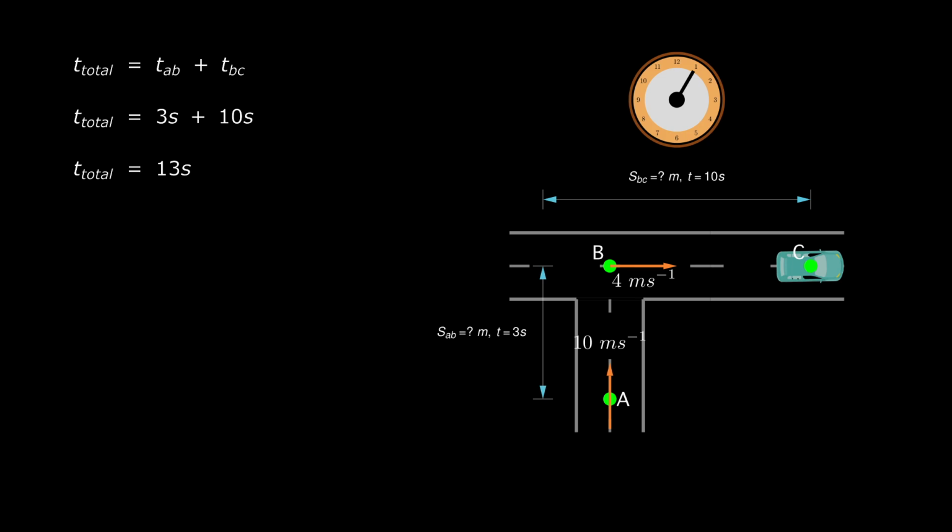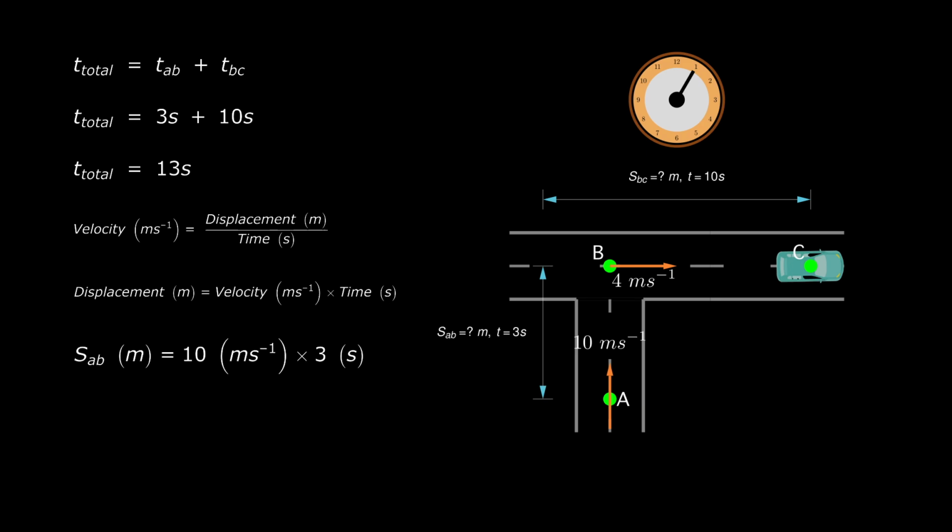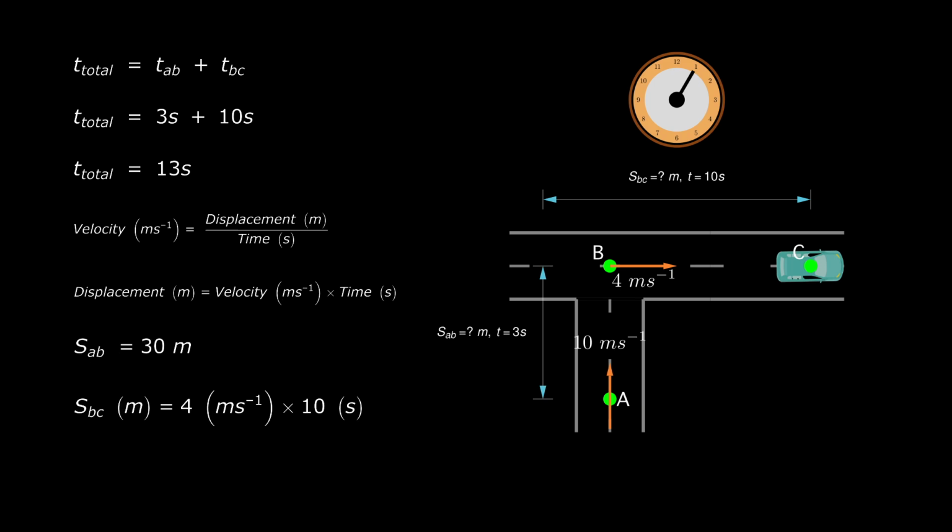We know the vehicle's speed between points A and B, and the time taken to travel between these points. Using this information, we can calculate the distance using this formula. Rearranging the formula, displacement or distance is given as follows. Applying this, we can find the distance traveled between points A and B as 30 meters. We can follow the same steps to calculate the distance between points B and C. The distance between points B and C is 40 meters.